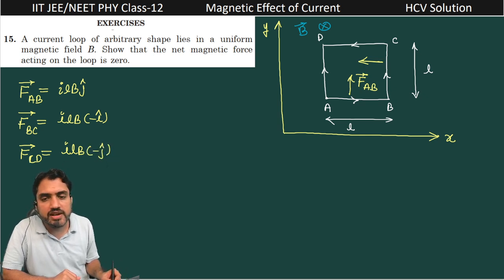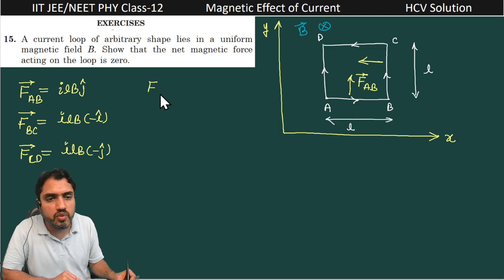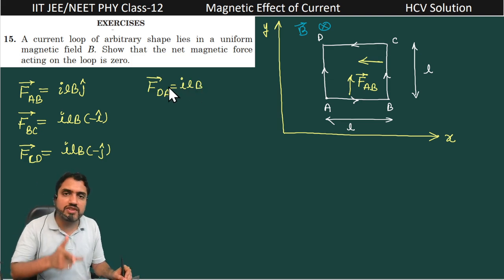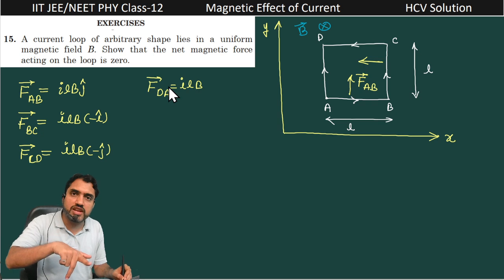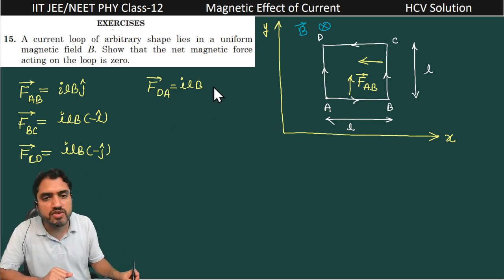And in the end, we find the force on DA. Current I, length L, magnetic field B. Now this is the direction of the magnetic field, and the current is flowing downward. So the force will be along the positive x-axis, so you can use I cap.